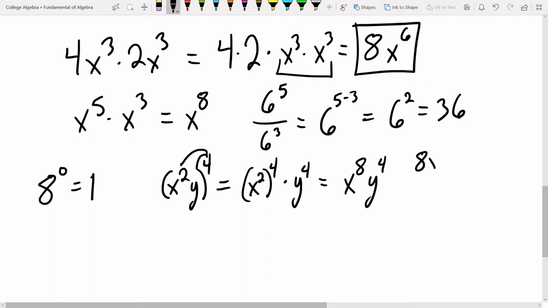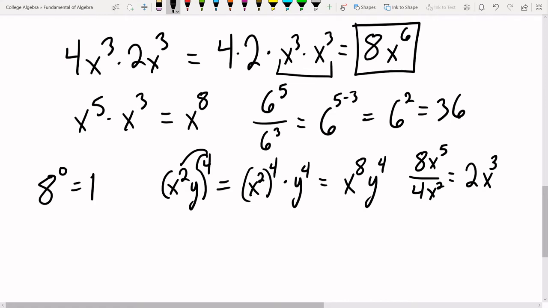All right, 8x to the 5th over 4x squared. 8 divided by 4 is 2. And x to the 5th divided by x squared. We have like bases dividing, so we're going to subtract the powers. 5 minus 2 is 3.